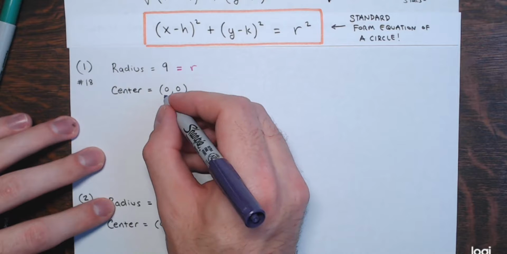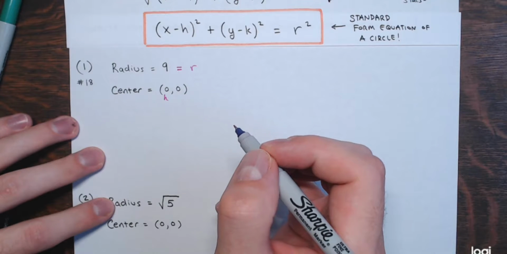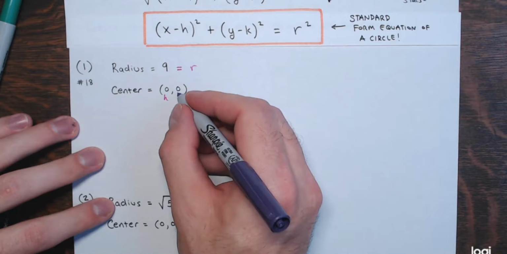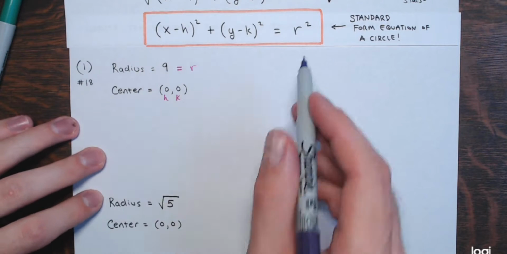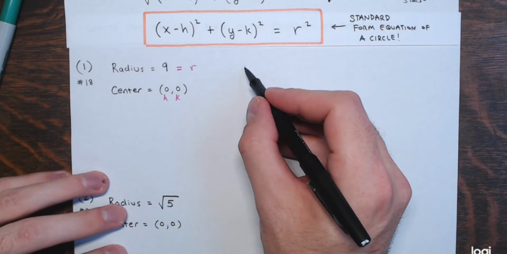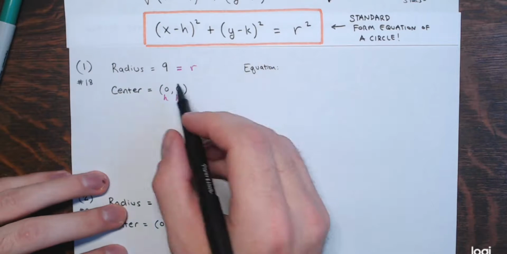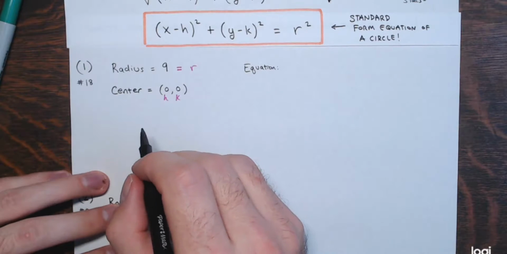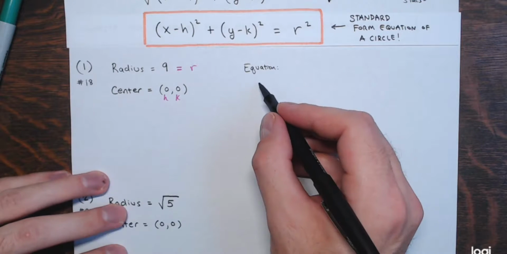Right, so 0 is h, right? The x-coordinate of the center is h. The y-coordinate of the center is k. So h is 0, k is 0. And I'm just replacing all that stuff in the formula. So the equation in standard form of the circle they're describing with a center at (0, 0) and a radius of 9 is the following.